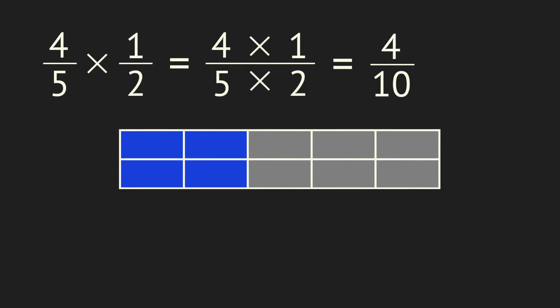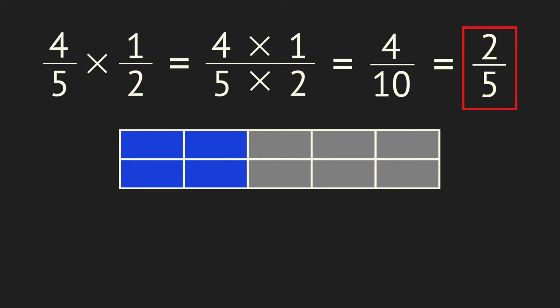Finally, we need to reduce our answer. We can see right away that 4 and 10 are both even numbers, so we can divide the numerator and denominator each by 2 to get 2/5. Since 2 and 5 have no common factors, we can't reduce any further, so 2/5 is our final answer.